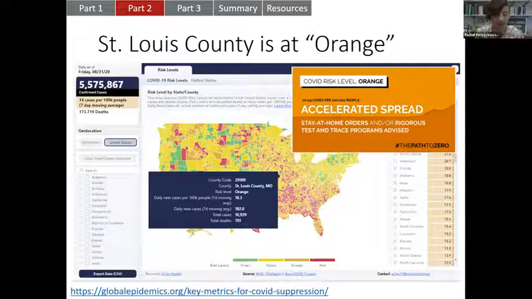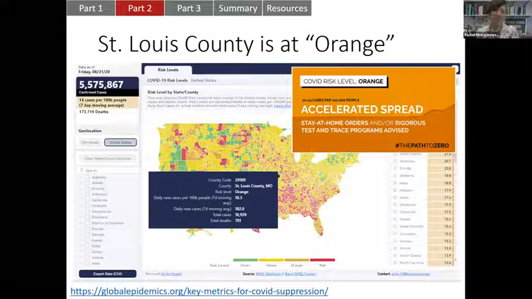And this dashboard also reports, in addition to the color level, what the daily new cases per 100,000 people is at this time, and it's about 18 right now, which means daily new cases, 7-day moving average, about 182, and also in the county in total, there have been almost 17,000 cases and over 700 deaths. Okay, so these are some specific numbers for our region.